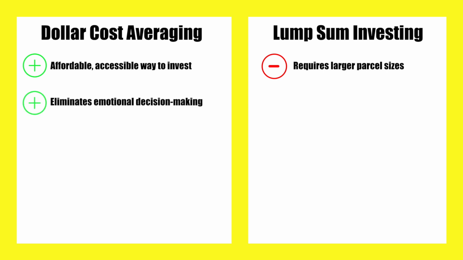A DCA strategy removes the emotional component of investing. If you stick to your strategy and continue to invest no matter what the market is doing, you won't bail out and make emotional financial decisions, which can really hurt your portfolio. Lump sum investors may be tempted to try and time the market.